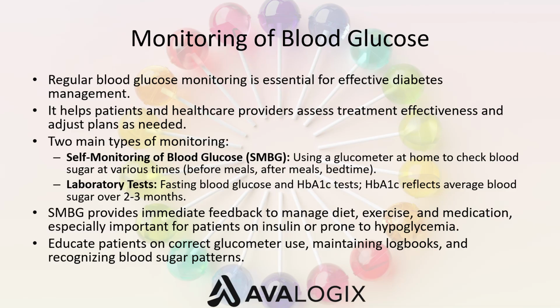This gives immediate feedback and helps patients manage their diet, exercise, and medication. It's especially important for those on insulin or prone to hypoglycemia. Laboratory tests include fasting blood glucose and HbA1c. HbA1c gives an average of blood sugar control over 2 to 3 months and is a key test during clinic visits. Educate patients on how to properly use glucometers, maintain logbooks, and recognize patterns. This empowers them to take control of their condition.